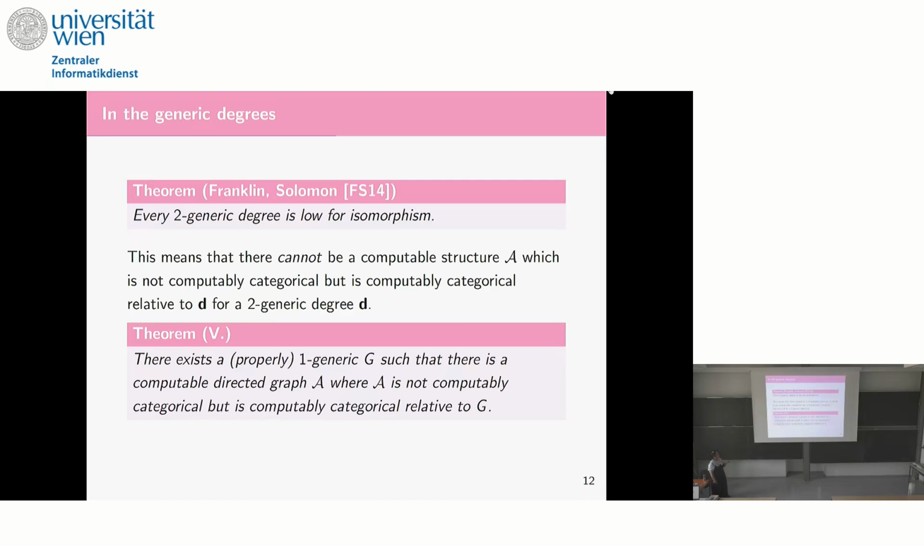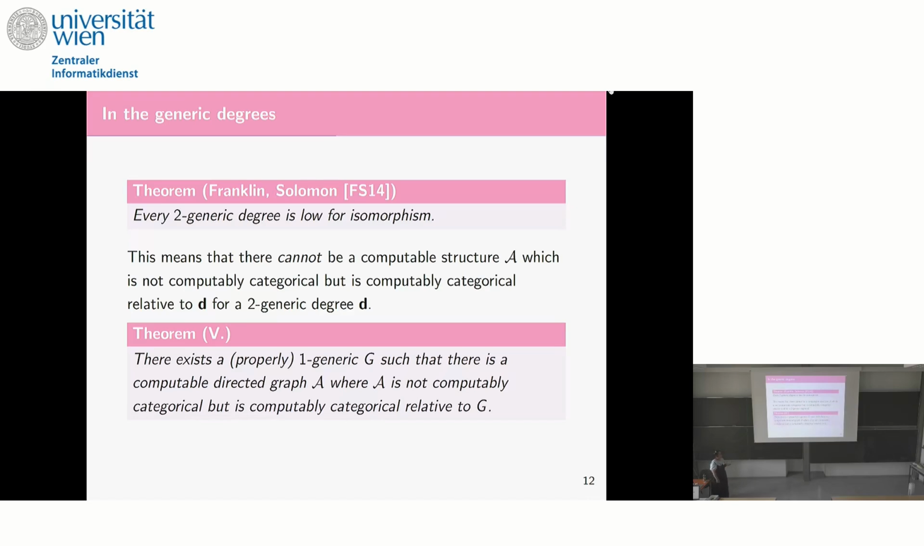So there exists a properly 1 generic G such that you can have a graph change its mind from being not computably categorical to being computably categorical relative to that 1 generic. Now, of course, there's a bit of a gap there. I don't know what the case is for weakly 1 generics. I haven't looked at that yet. So if you ask me about that, I'll probably just tell you I don't know at this moment.